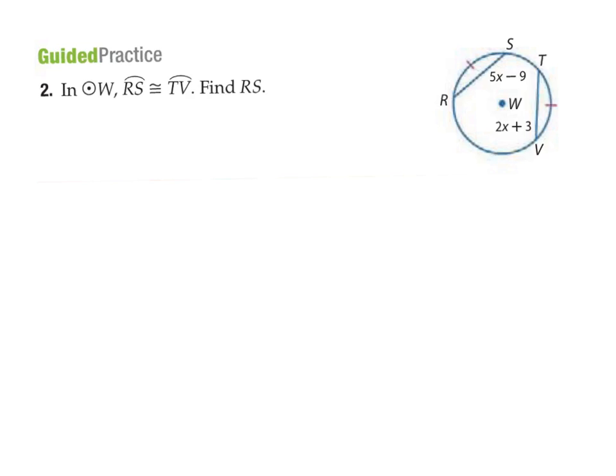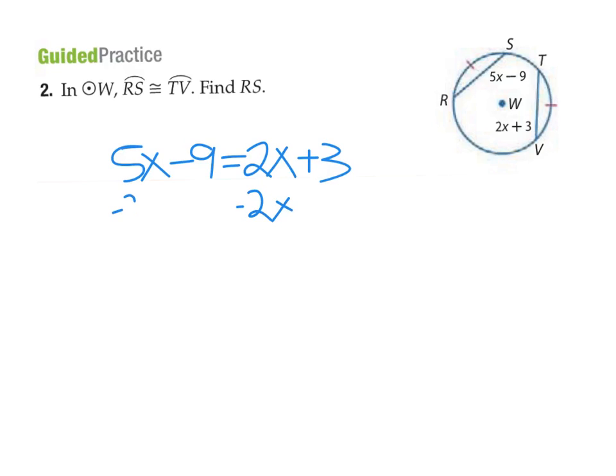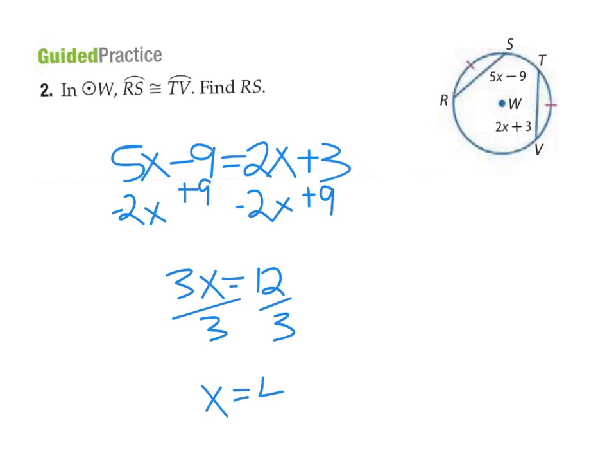All right, here's the answer for this problem. Because arc RS is congruent to arc TV, we know that chord RS is congruent to chord TV, so we can say 5x minus 9 is equal to 2x plus 3. Then we can solve this for x, so let's subtract 2x on both sides and add 9 on both sides. So 3x is equal to 12, which means that x is equal to 4. All right, that was the warm-up. Now on to the fun stuff.